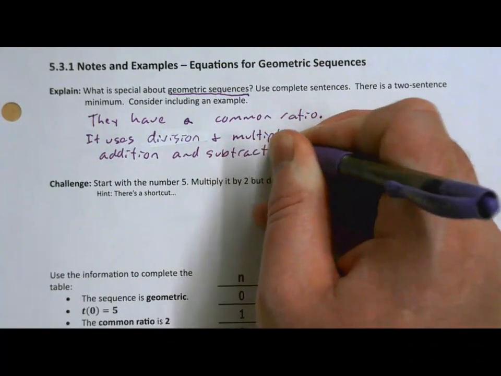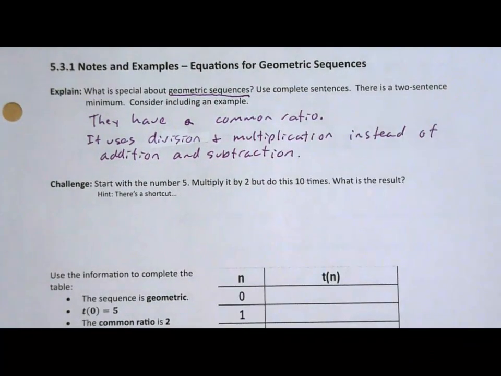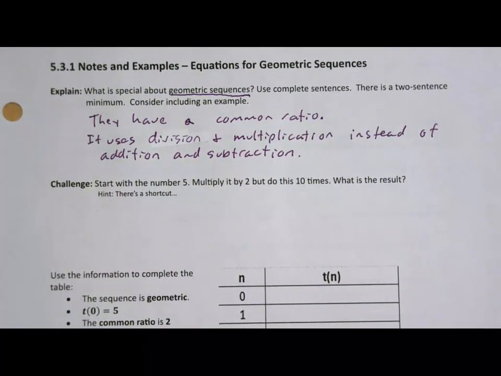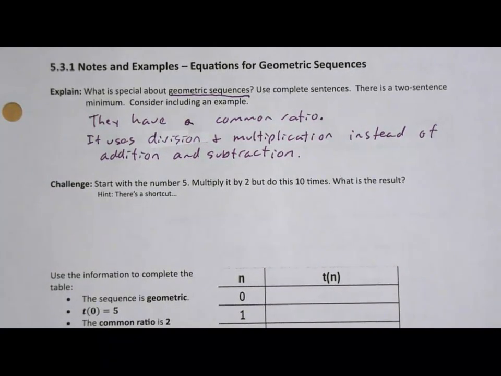You know, if hypothetically I were to give you a question asking about arithmetic and geometric sequences, that would be an excellent sentence to include, right? Because you're kind of contrasting the two. That's awesome. Well done. Anybody else want to share anything about what they wrote for geometric sequences?